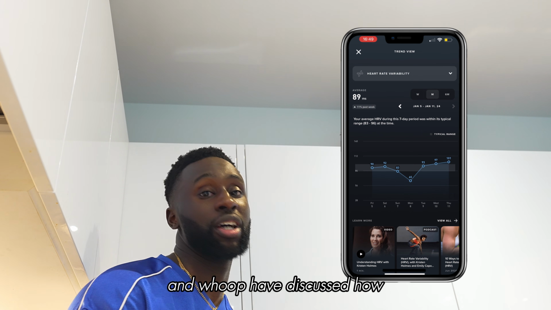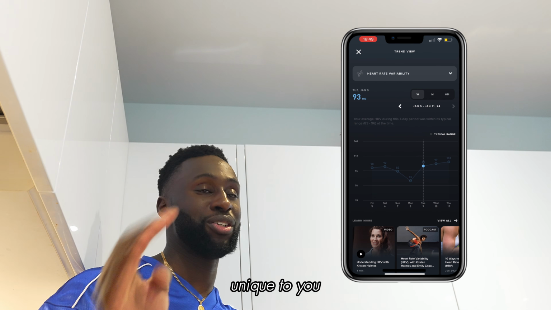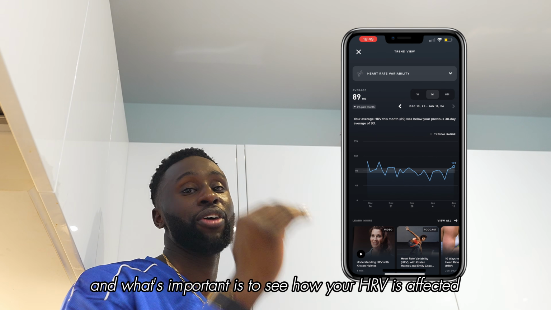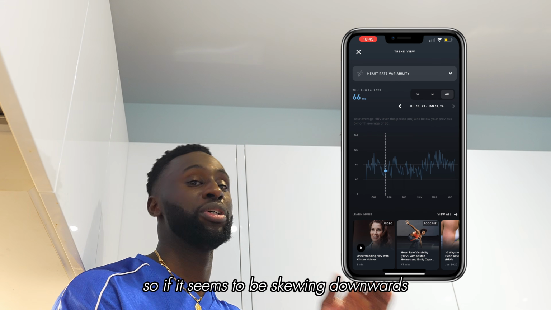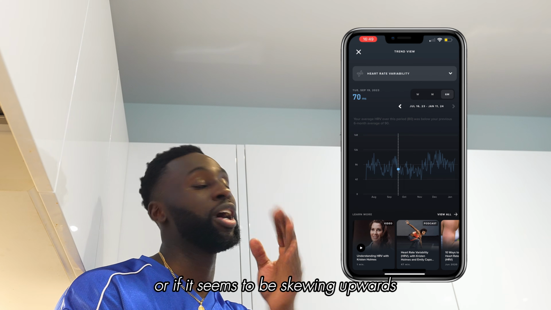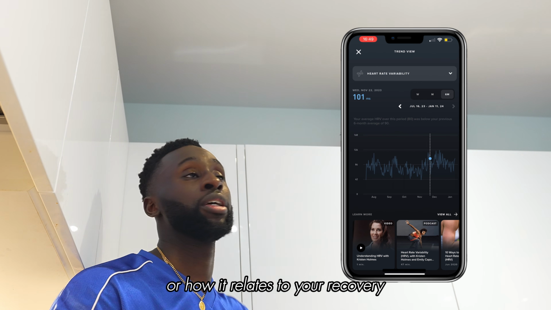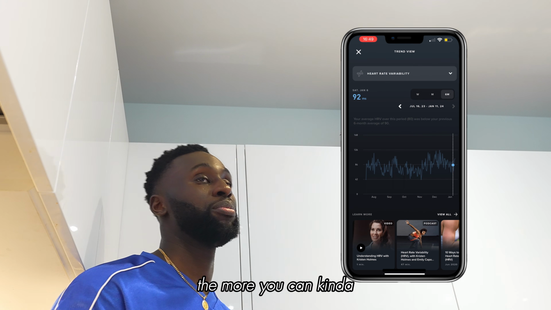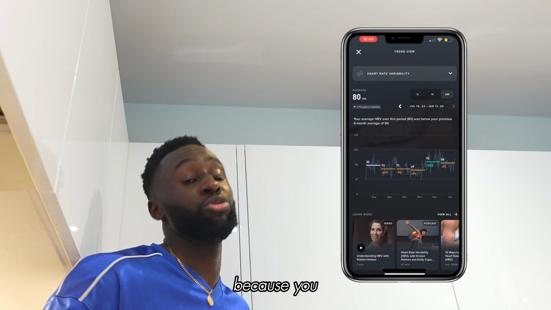And Whoop have discussed how your HRV is linked to your recovery. It is always unique to you. So your baseline is your baseline. And what's important is to see how your HRV is affected on a day-to-day basis. So if it seems to be skewing downwards, or if it seems to be skewing upwards, or how it relates to your resting heart rate, or how it relates to your recovery. And the more you start to see those correlations together, the more you can piece together how you're doing and find ways in which to tweak it, because you now have the data.